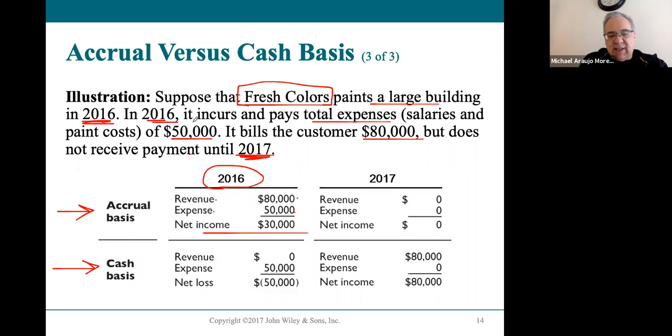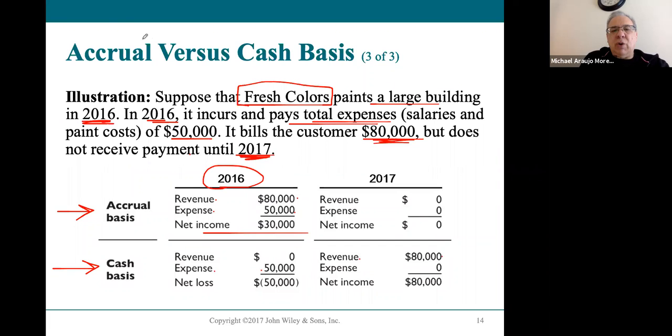In 2016, they paid out. In other words, they forked out cash for all these expenses. And so they had all these expenses in 2016 because they paid the cash out in 2016. The customer didn't pay them the 80 grand until the next year, 2017. So that's when they recognized the revenue.